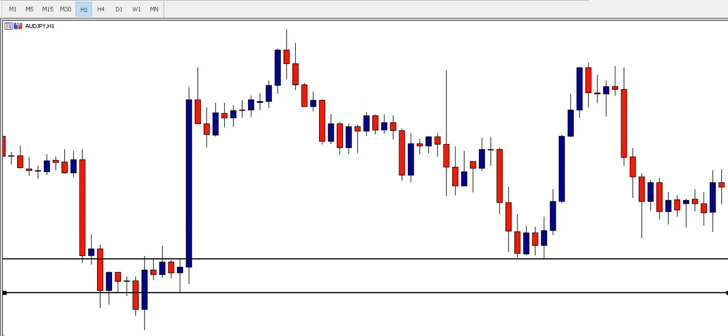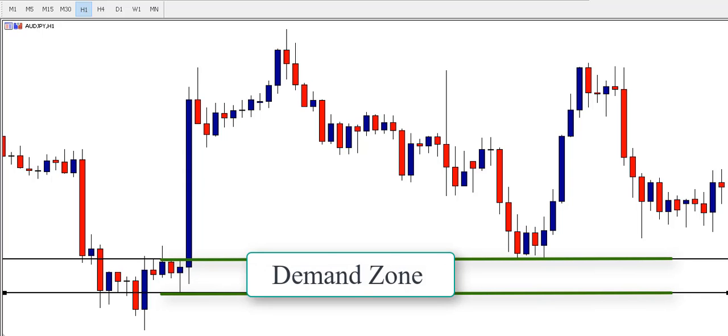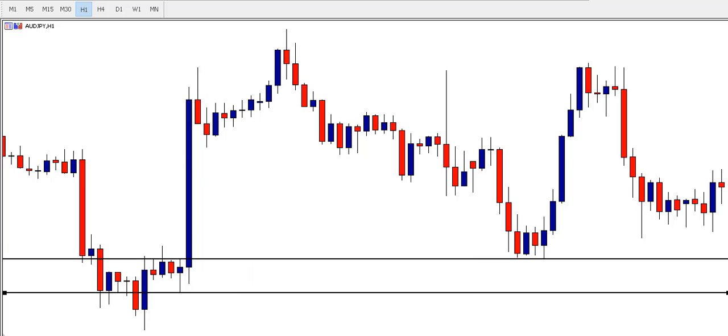This is the Aussie JPY 1 hour chart, and this is a drop base rally demand zone. The pacing candle is this bullish pin bar. It is the last candle before this strong move. So to draw the demand zone, we simply draw the proximal line at the upper shadow and the distal line at the lower shadow to get this demand zone. And as you can see, when the market returned to test this zone, prices moved up strongly again.